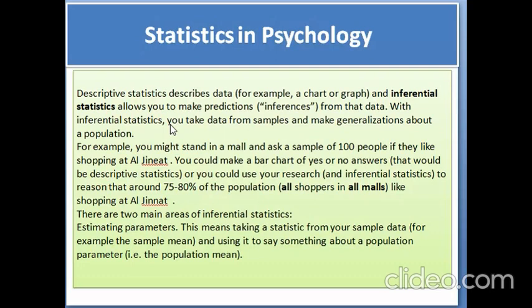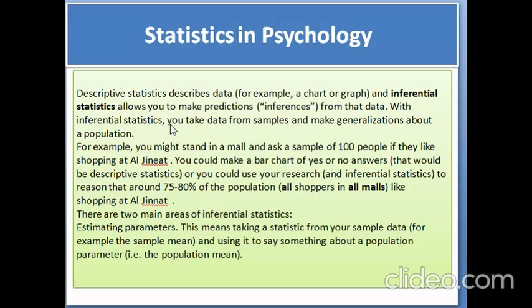For one more example, you might stand in a mall and ask a sample of 100 people if they like shopping at Al Jannat. You could make a bar chart for the yes/no answers, which would be a descriptive statistic, and you could use your research and inferential strategy to reason that around 70 to 80% of the population, all shoppers in all malls, like shopping at Al Jannat. When I represent and explain the inferences and conclusions with the help of statistical numbers and figures, this is the inferential statistic.